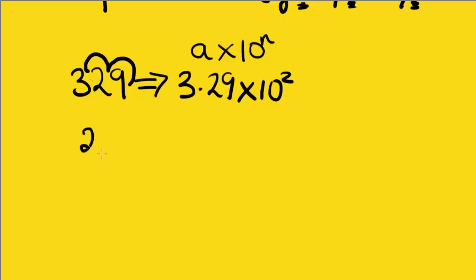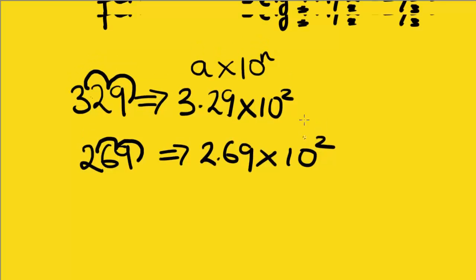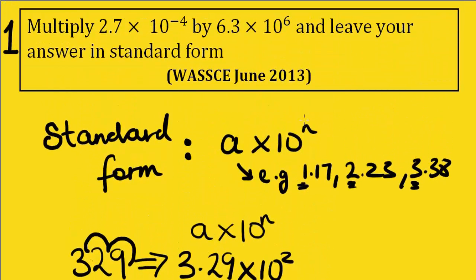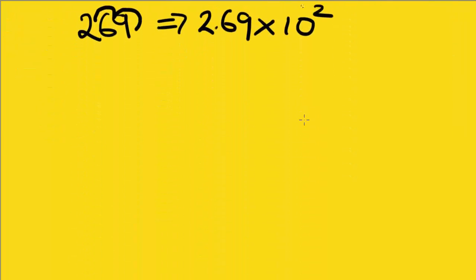So I'll just do another example. 269 will be 2.69, and you just times 10 to the n, where n is going to be equal to the number of times you have to move backwards from the last number. So 1, 2, 10 to the 2. So that's how you do standard form. So if you go back to the question, please note it down: 2.7 times 10 to the minus 4 by 6.3 times 10 to the 6. So I'll just call it solution now.